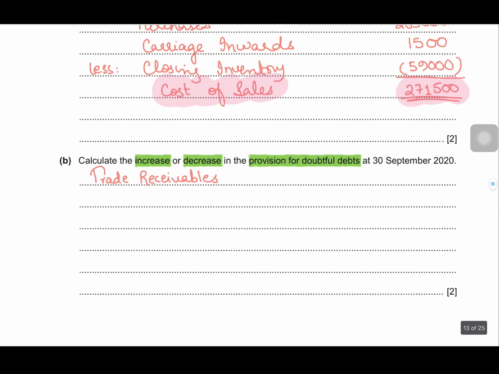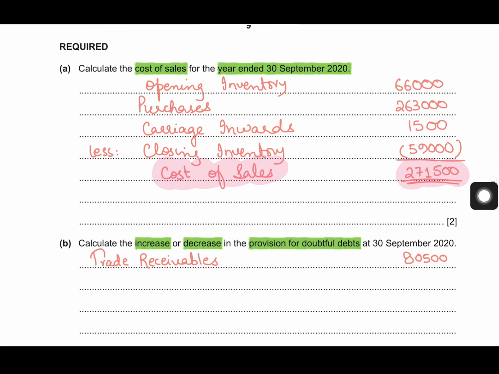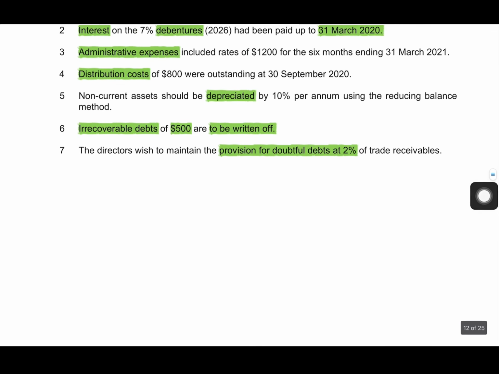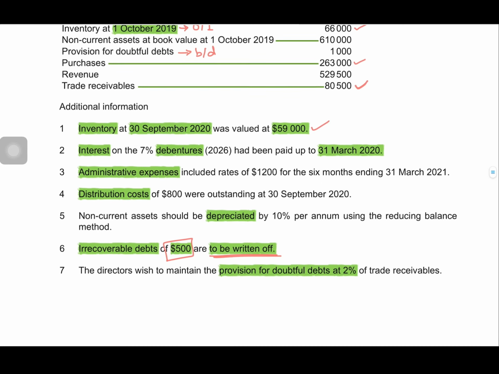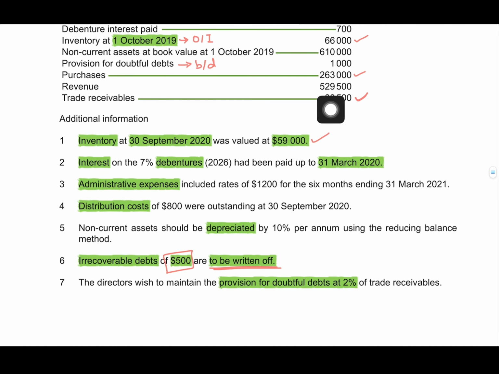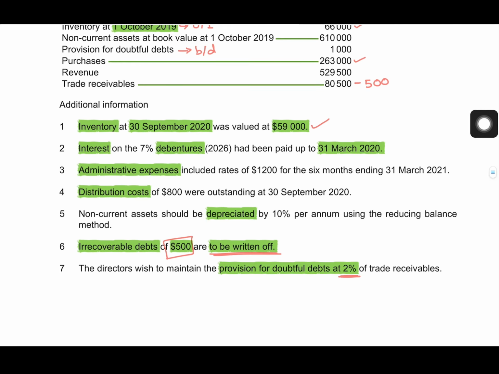So the trade receivables figure which is given to us in the list of balances is $80,500. So 80,500. Now should I apply the 2% provision for doubtful debts on this figure? No, I cannot do that, because you remember in adjustment number 6 we found out that irrecoverable debts of 500 are to be written off, which means that these 500 bad debts are still part of the trade receivables 80,500 balance, right? So first of all, I have to subtract this bad debts because I won't be recovering this amount from my customers, and then apply the provision for doubtful debts percentage of 2%.